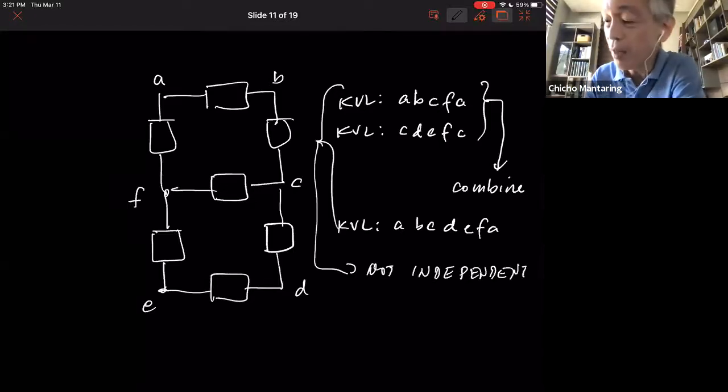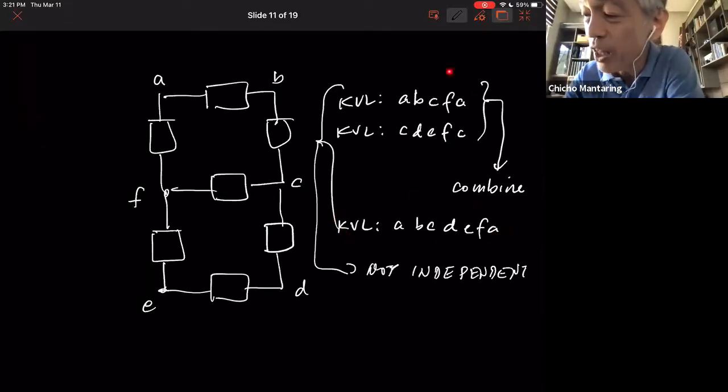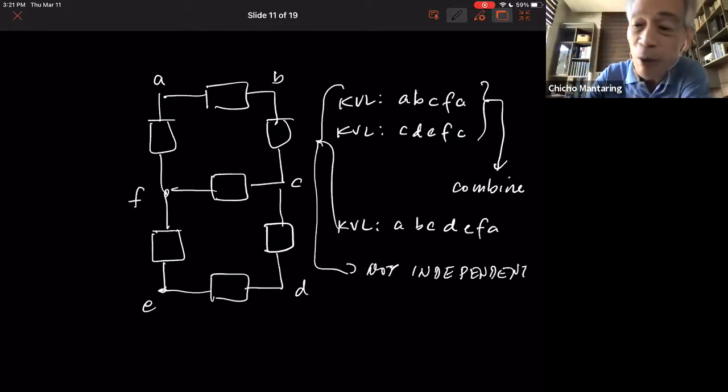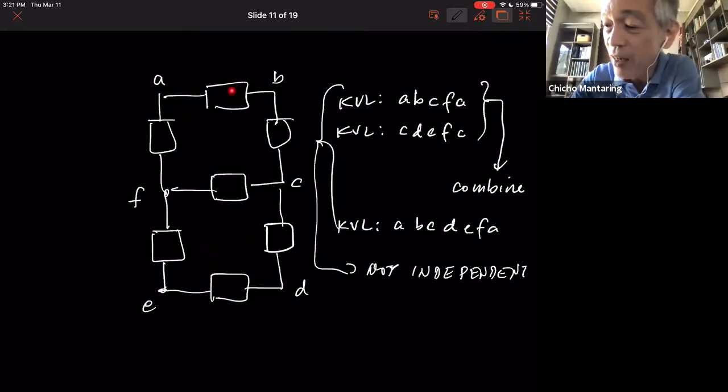They are not independent because the KVL for this can be derived from the KVL for these two. So I can form three KVL equations here. I can form this KVL, this KVL, and this KVL, but the three are not independent.